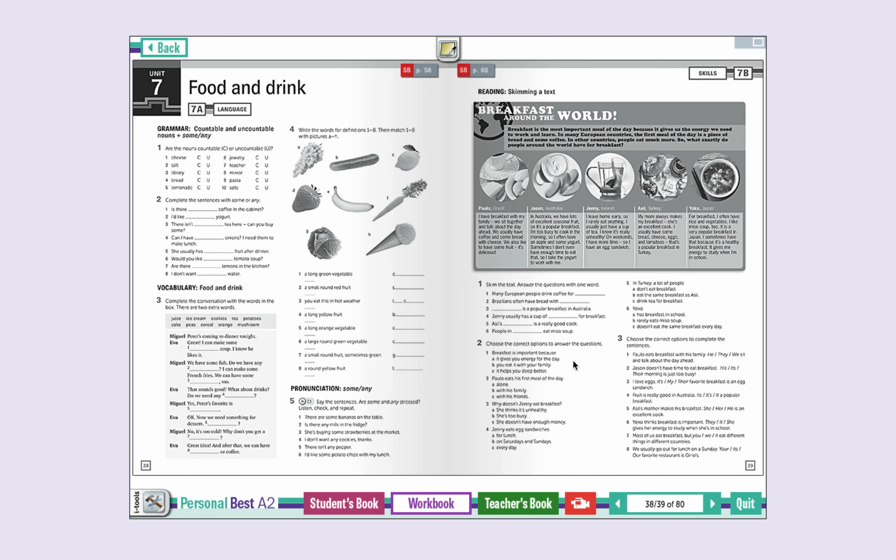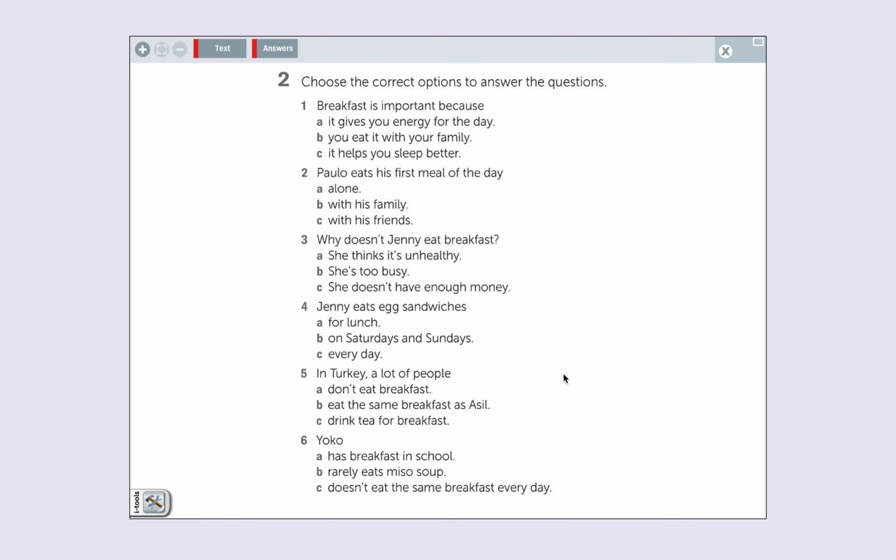Very good. Okay, so the next activity number 2, you have 6 sentences, and each sentence has 3 options. So you need to choose the correct option. For example, number 1, breakfast is important because. So you have 3 options. The first option says, it gives you energy for the day. Letter B, you eat it with your family. Or letter C, it helps you sleep better.